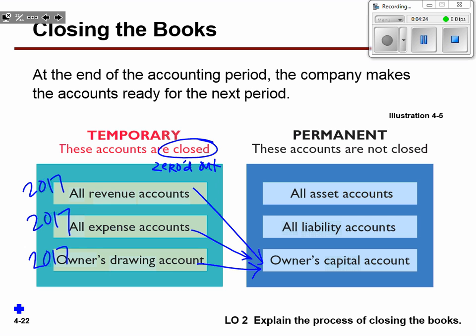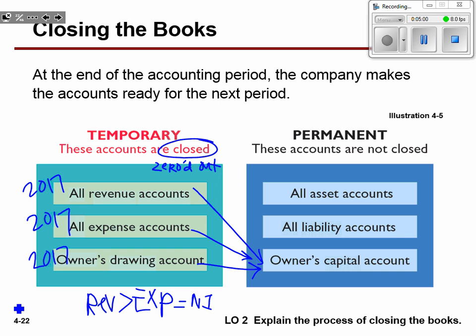Well, you guys know this. If revenue exceeds expenses, what do we have? Net income. Is that a plus to the owner's capital? It is. Is the owner's drawing offsetting the owner's capital? Yes. So it's not like we're throwing the money away that we earned. It's just that we're dumping it into the owner's overall worth. Those are zeroed out so they can start the 2018 year fresh. So you can say, here's what we made in 2018. Here's what we made back in 2017.